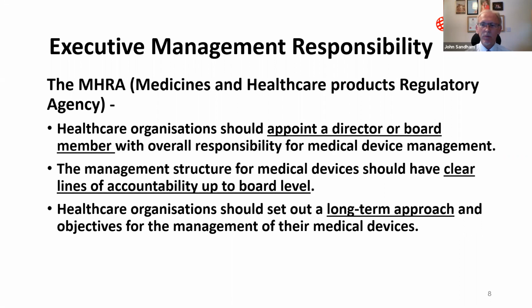This is why it's important for the executive management team to appoint a director or board member to be responsible for medical devices and transformation. If there are clear lines of accountability to the board, it enables the board to make informed decisions about investment in technology and adopt a long-term approach for management and investment in technology. The MHRA states that the board should be responsible for its medical devices management.